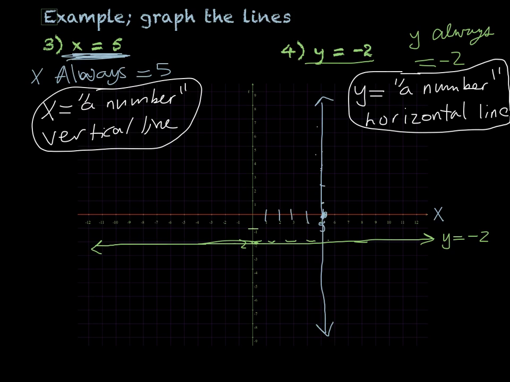Alright, so those are the two different possibilities that we have. We have a horizontal line or we have a vertical line of an x equals something. So just be careful when you are graphing those.